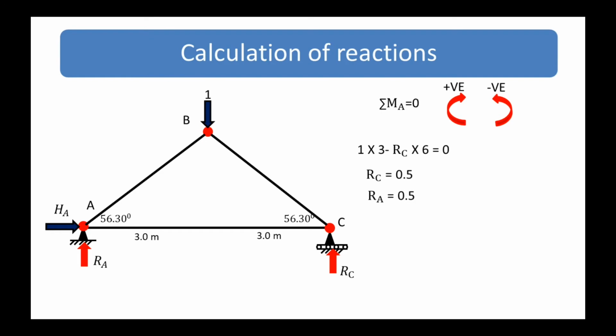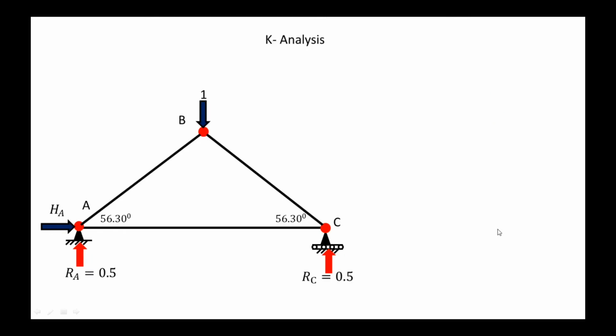Then apply the sigma H condition here. So we get HA equal to 0 because there is no horizontal force. Then for the K analysis, we have to consider one joint at a time and find the member force due to this unit load. Initially we are considering joint C and finding the force in member KBC. Assume the direction of KBC toward the joint.